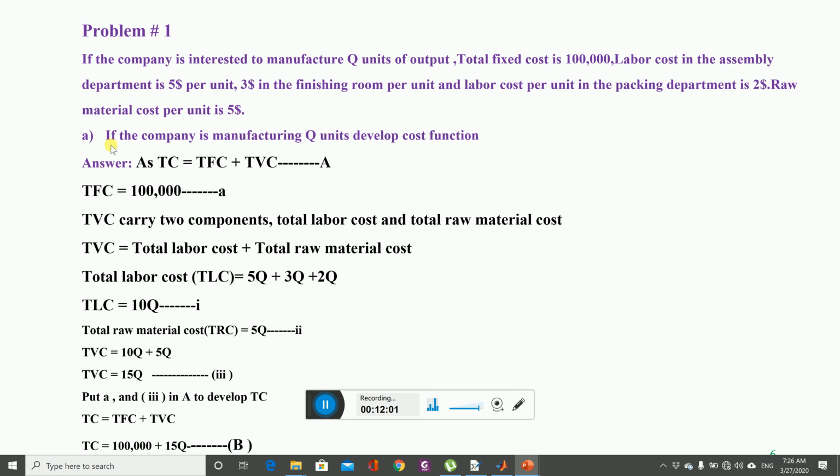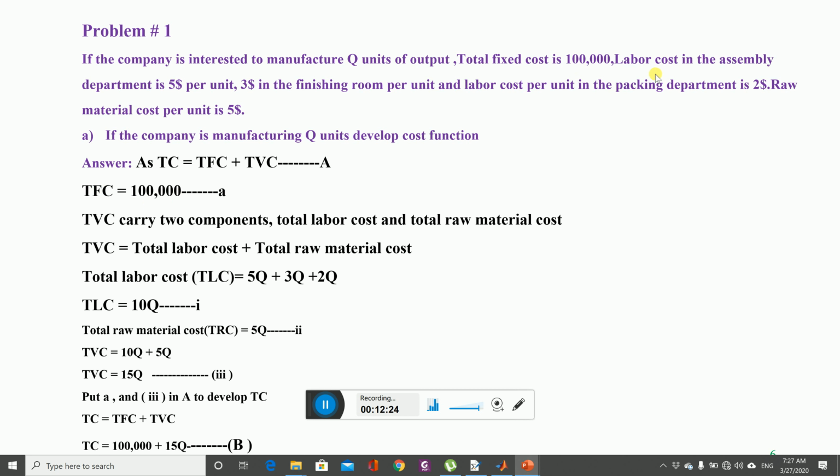Now the first part of the question: if the company is manufacturing Q number of units, using the above information, develop the cost function. In the answer, we know that cost carries two components, total fixed cost plus total variable cost, and I give this function the name capital A. Now total fixed cost, we know that is $1 lakh.